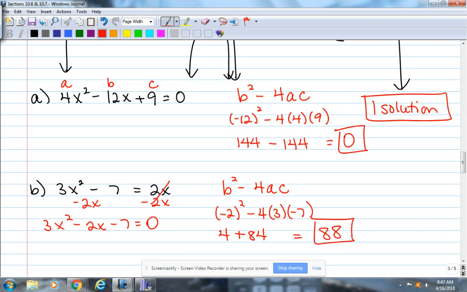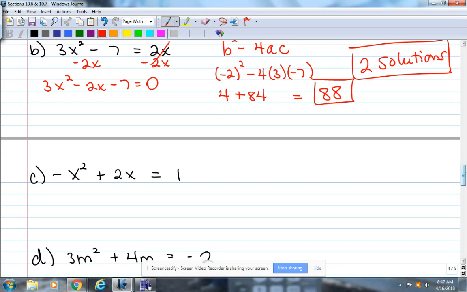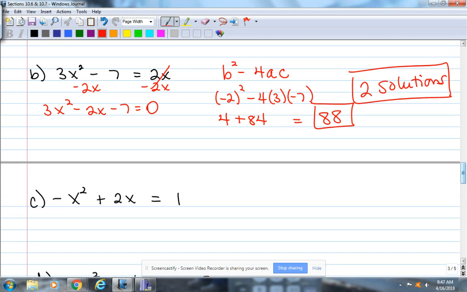So how many solutions will we have if we get a positive discriminant? 2. So you would just say 88 and then 2 solutions. So find the discriminant and then tell how many solutions you would have. And then you can always check it by putting that graph in the calculator. However, sometimes you can't get the whole picture by graphing it in the calculator. Just depends.